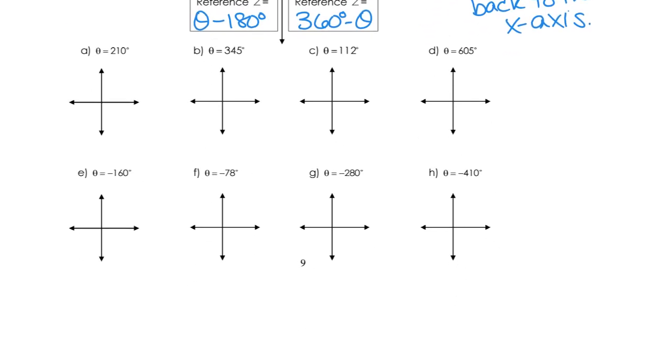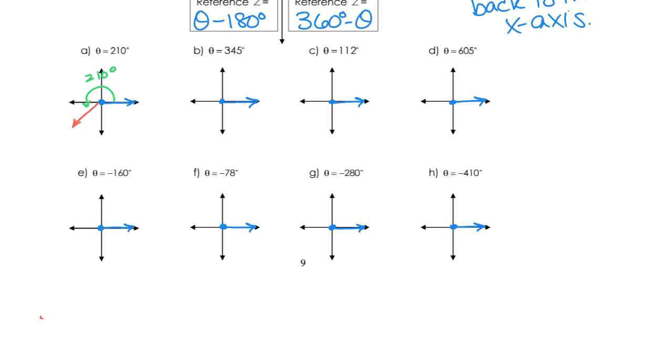In part A, we have 210 degrees. That's our angle. So we'll go ahead and draw in all of our vertexes and our initial rays for each one. Since the vertex is always at the origin, the initial ray is always on the positive side of the x-axis. Now where's our terminal ray? For 210 degrees, it would be somewhere down here, so that this angle is 210 degrees.